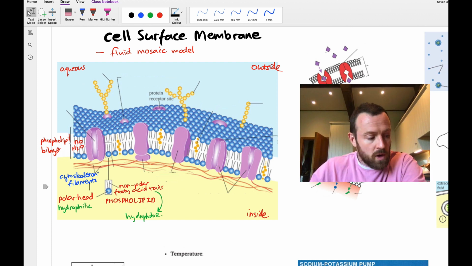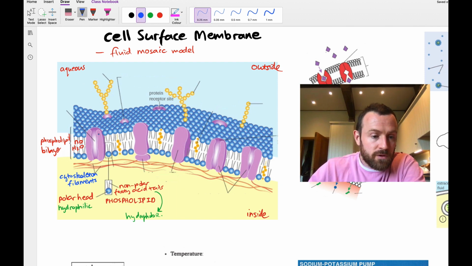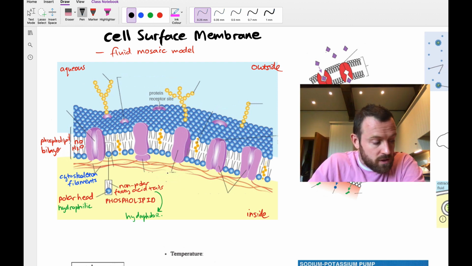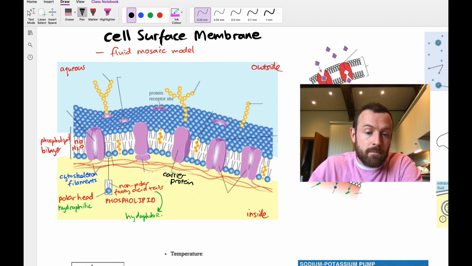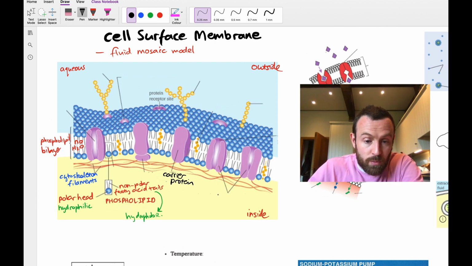Okay, what else shall we look at next? All right, well, let's look at the main things that are embedded in the membrane, the different structures. We've got proteins, okay? Lots and lots of different proteins. I'm going to label the proteins in black. So this could be a carrier protein here, embedded into the membrane. These proteins here are channel proteins, channel or carrier proteins.